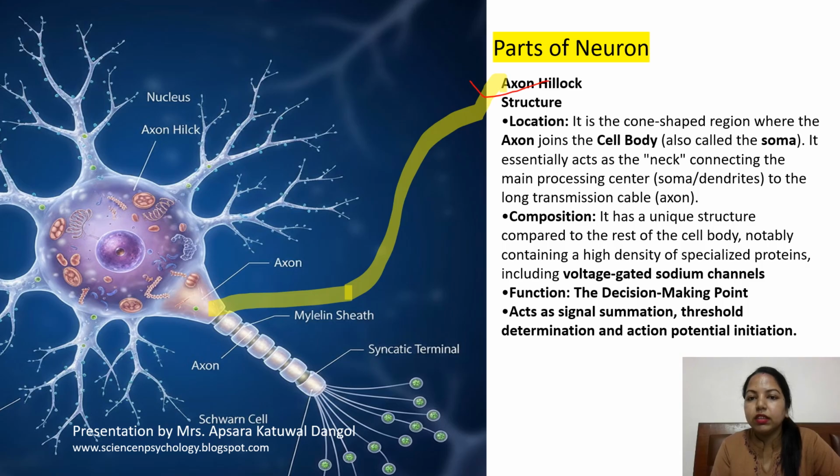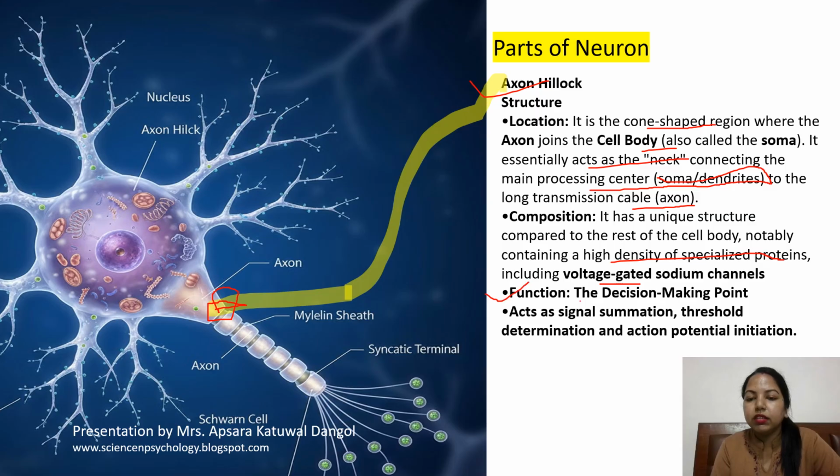Last one is the axon hillock. As you can see, this is the axon hillock, from where the axon and cell body are separated. It's a cone-shaped region where the axon joins the cell body. It essentially acts as the neck connecting the main processing center, that is the soma and dendrites, (soma means cell body) to the long transmission cable, which we call the axon. It has a unique structure compared to the rest of the cell body, notably containing a high density of specialized proteins, including sodium channels. What is its main function?